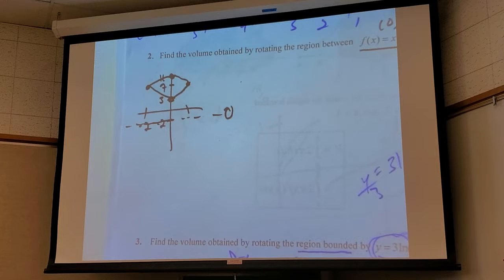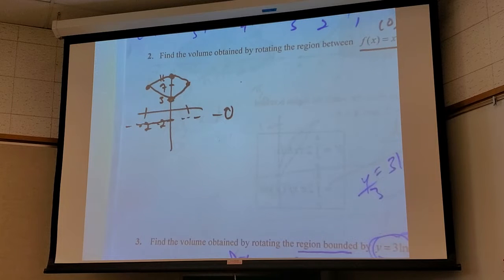So does it look like disks will work here? Yeah, our functions are functions of x. And they're easy functions to integrate. If one of them was natural log of x, what would we do then? Shells, because then I could solve it for x, get e to the y. Now that's easy to integrate, right?